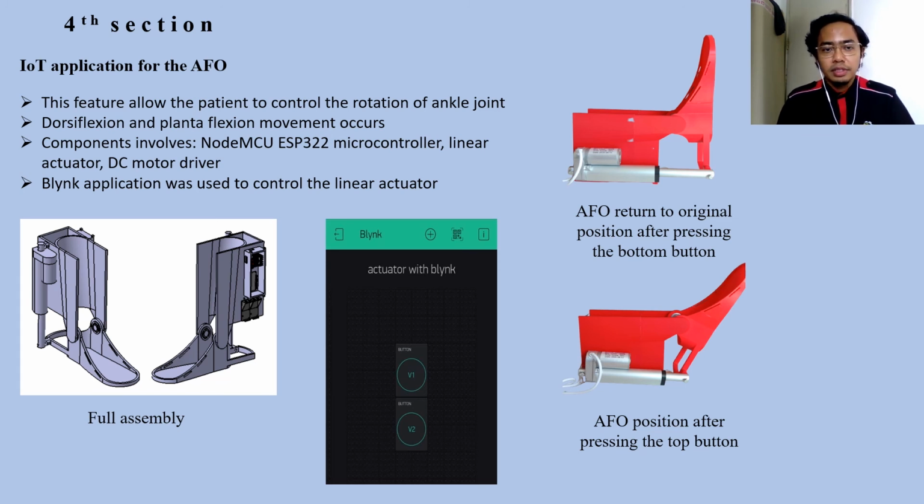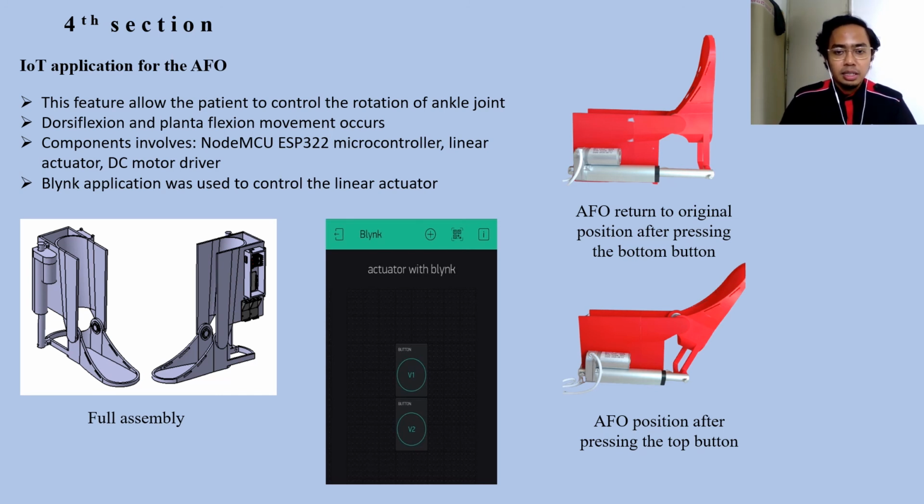Components involved in this IoT application are the NodeMCU ESP32, which is a microcontroller, the most important part, and the second electric component is the linear actuator, which will retract and extend to move the ankle joint. And lastly, the DC motor driver. Now, the NodeMCU ESP32 will give instruction to the DC motor driver, and the DC motor driver will give instruction to the actuator by retracting and extending.